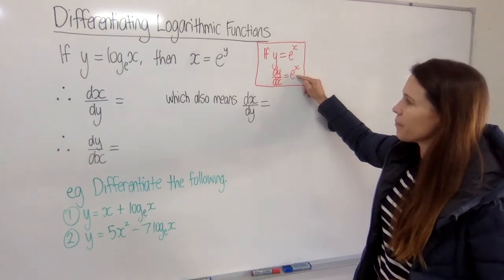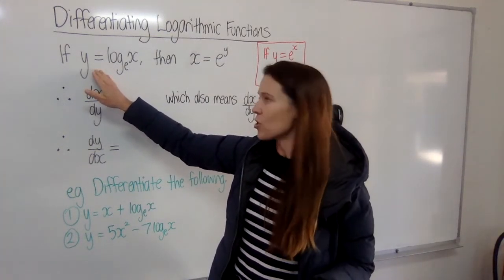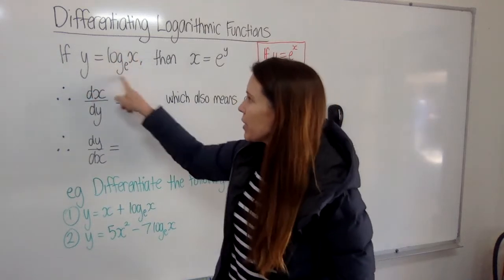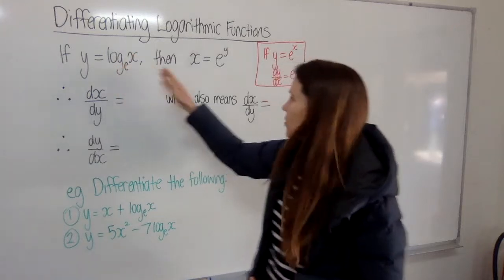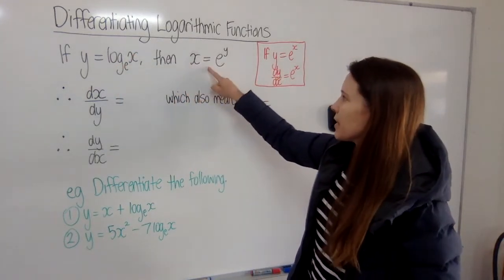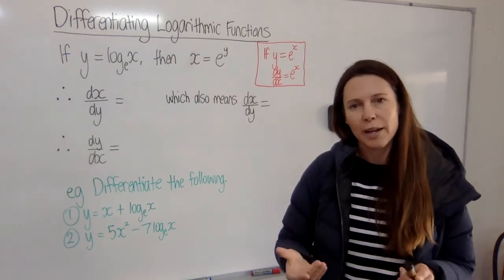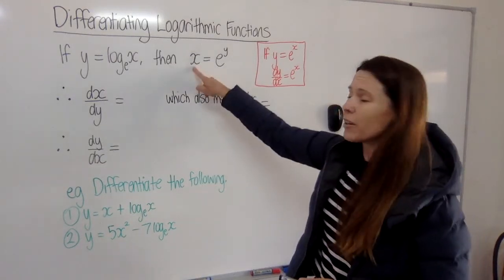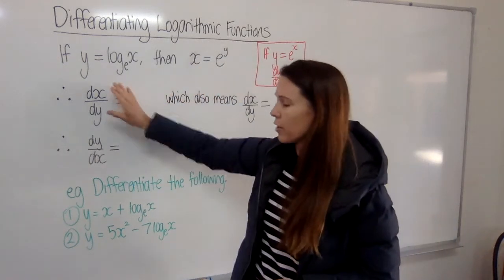We already know this. So to work with a log function, the first thing I'm going to do is just rewrite it. We know that we can retell the story here and say e to the power of y equals x. So that's what I've done here. I've written x is equal to e to the power of y. Now, instead of differentiating y with respect to x, I'm now going to differentiate x with respect to y, and that's what I've got here.